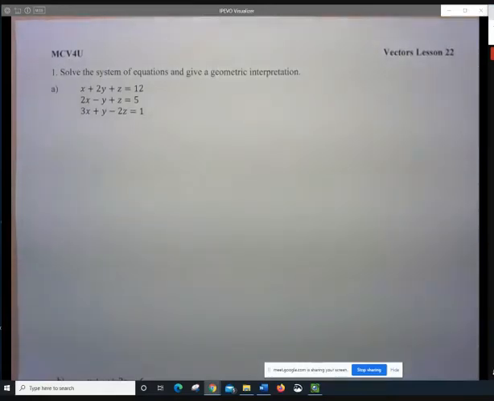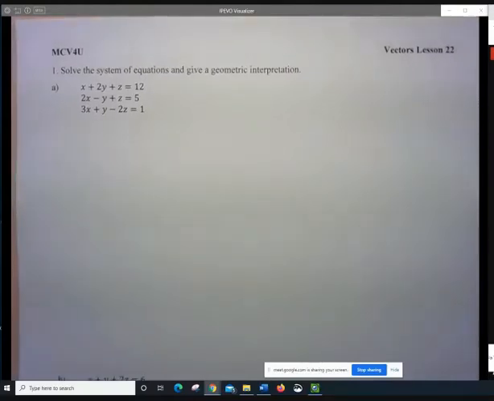All right, so this is lesson 22, and what we're going to be working on today is actually determining those intersections between three planes that we've been talking about.